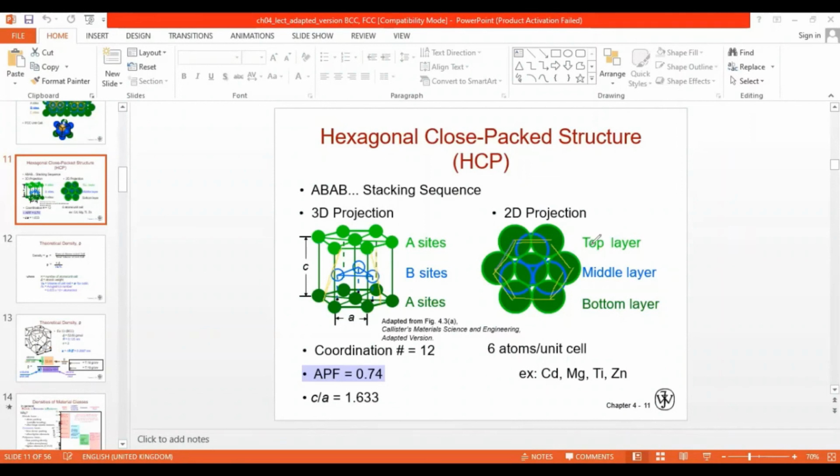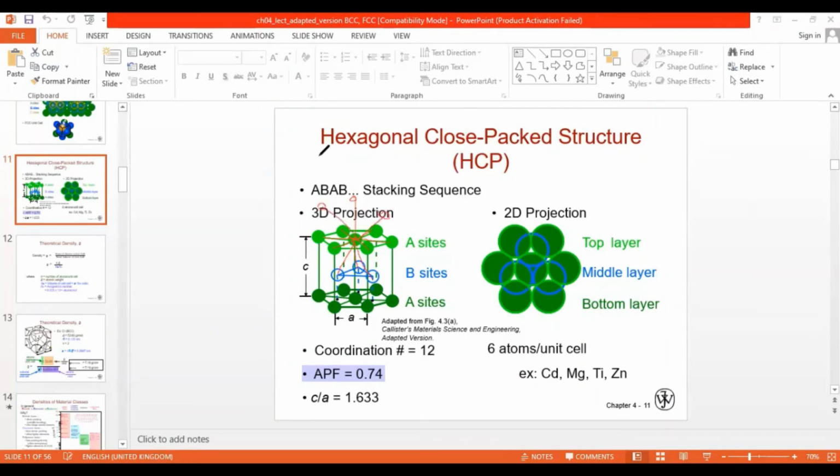Here you see the top layer, middle layer, and bottom layer. Now we'll see the coordination number, right? The coordination number, I told you, is the number of nearest atoms which are in contact. So I will take this as the reference and draw the coordination number. 1, 2, 3, 4, 5, 6, 7, 8, 9, and similar to these 3, on this part also we will have 3, right? So 9, then 10, 11, 12.